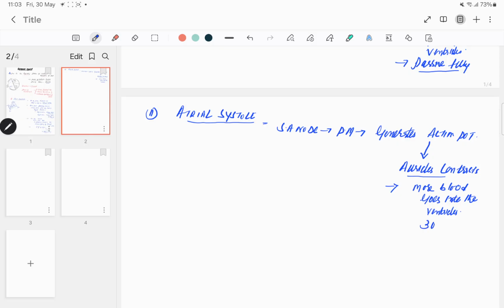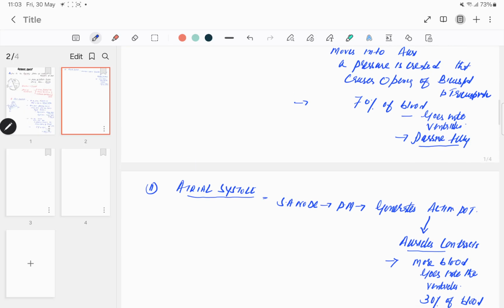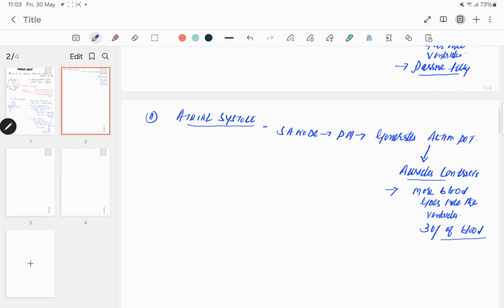Nearly 30% of the blood goes into the ventricles. So in total, 70% of the blood goes by passive filling, and the remaining 30% goes due to the contraction of the auricles. Remember, the auricles are contracting here, but the ventricles are in the diastole period.